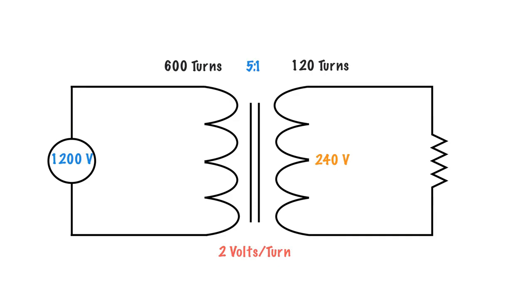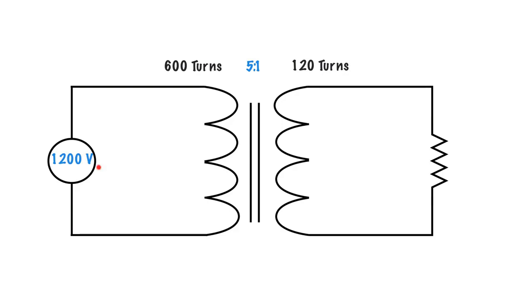Now myself, I find that can get a little confusing because we won't always be given the turns. So we'll generally be given voltage or current or VA or all of those. So using the volts per turn method might not always work for us. So that's where we come into the turns ratio using the 5 to 1 ratio.